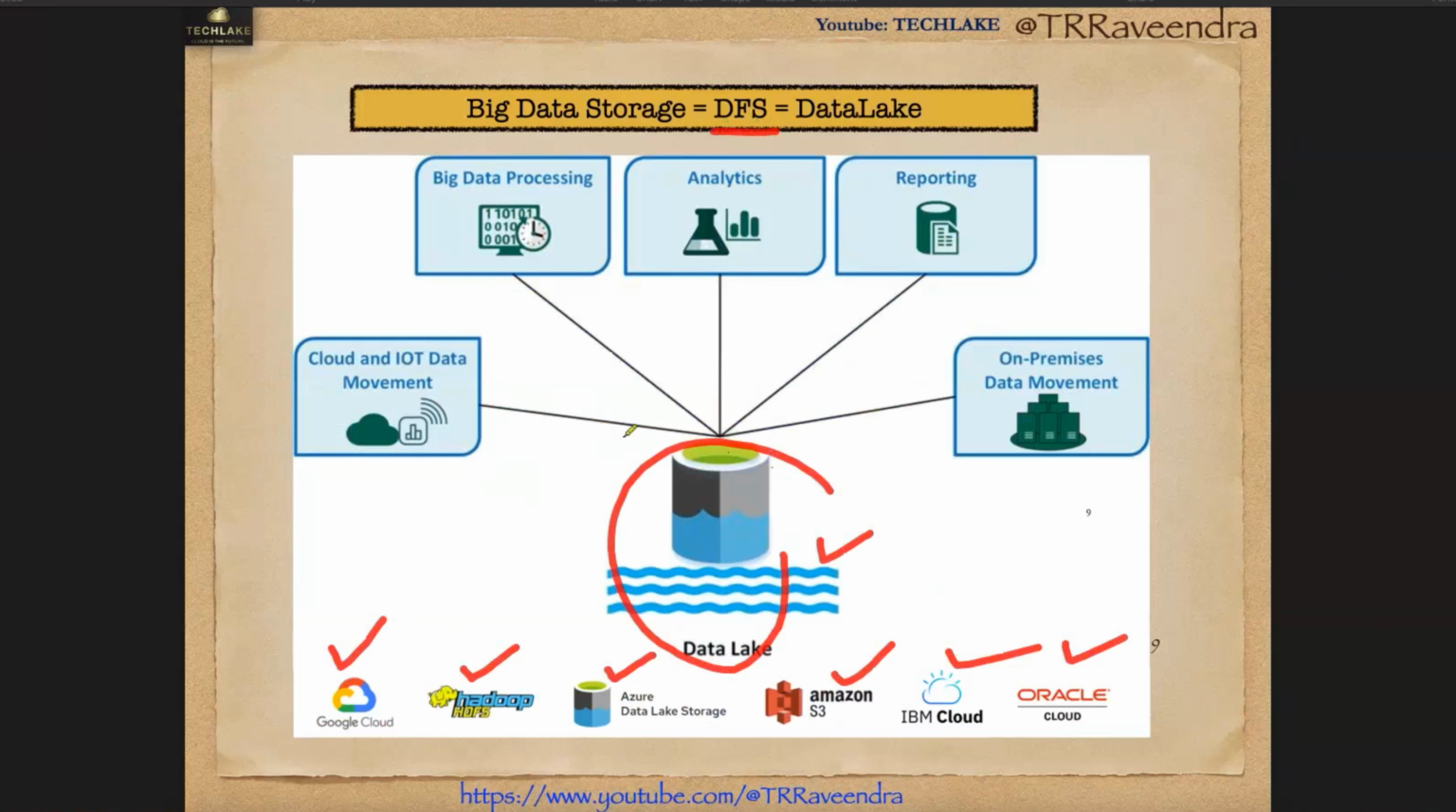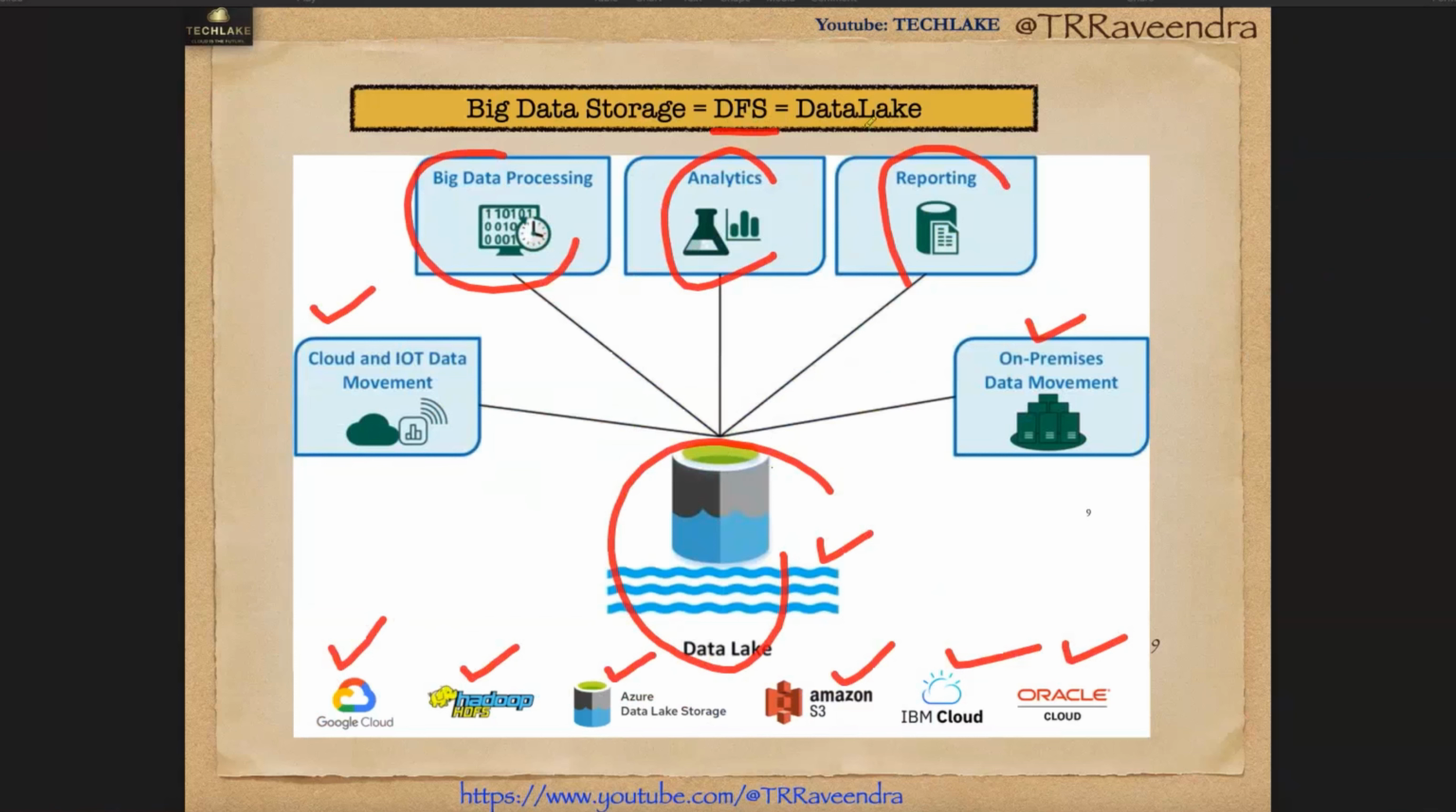Okay. So you can store data for big data processing, or IoT, or any other analytics, on-premises data migration, or traditional reporting, or advanced analytics. We can use a data lake for multiple use cases: advanced analytics, traditional analytics, on-premises to cloud data migration, big data processing, IoT or machine learning. The same data lake you can use for multiple use cases.